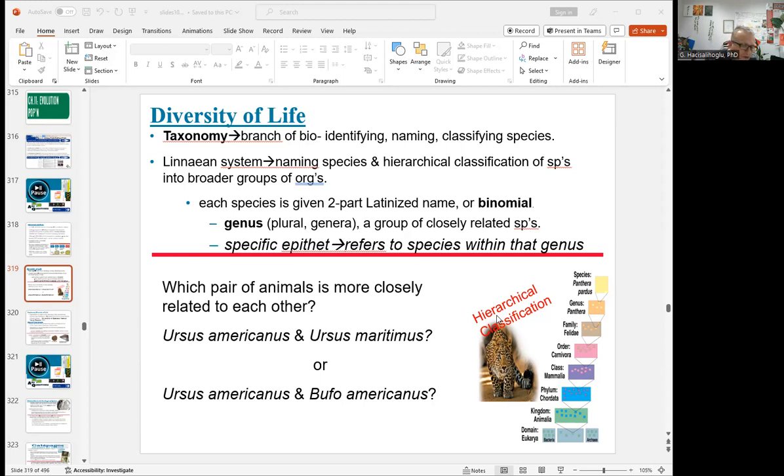So how is that related to evolution? Well, if any two species are under the same genus, obviously that shows a very close relationship, the closest evolutionary relationship, and very likely they have a most recent common ancestor. So these two are almost interchangeable, same thing: closest evolutionary relationship and most recent common ancestor.